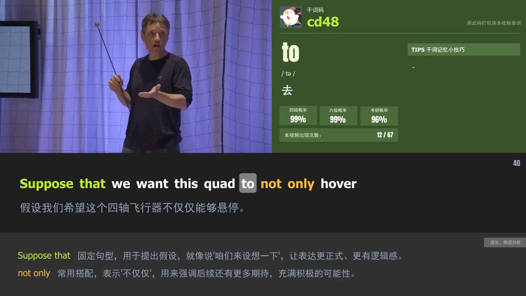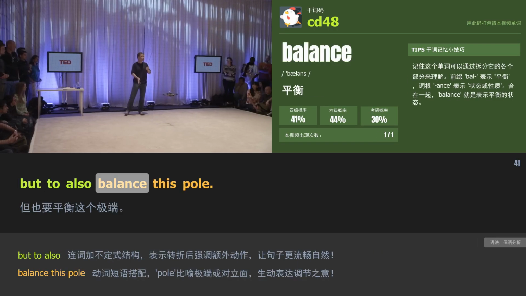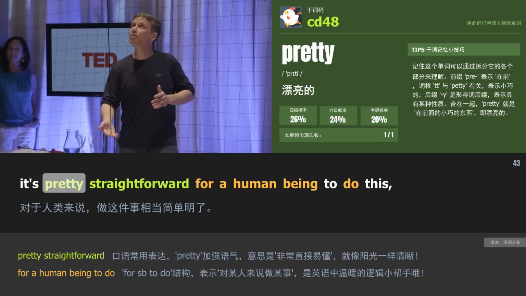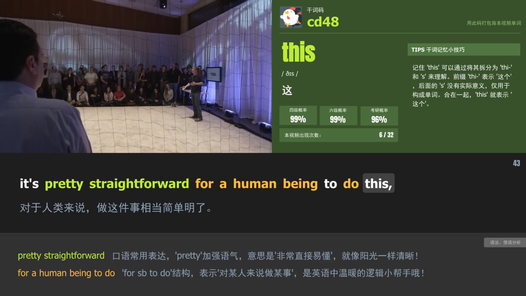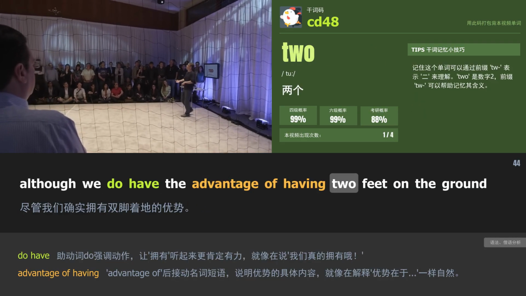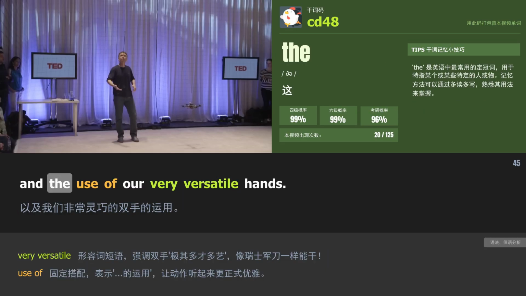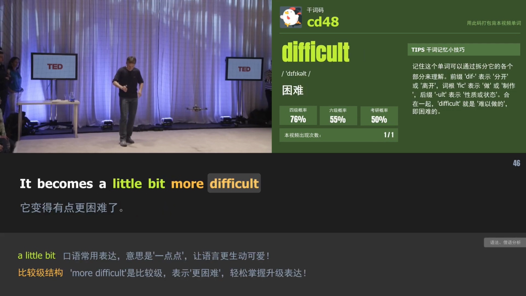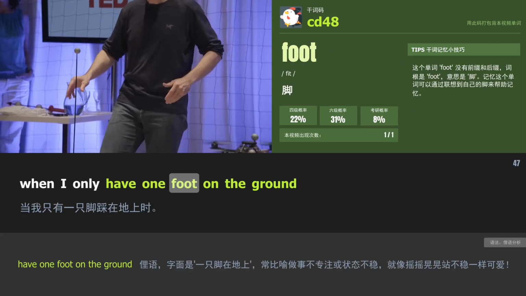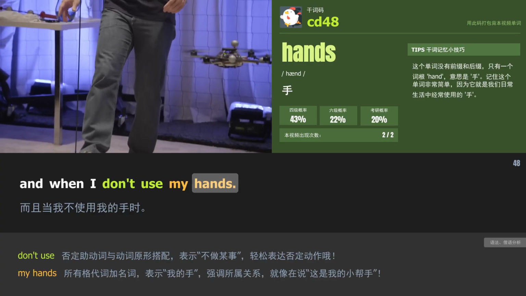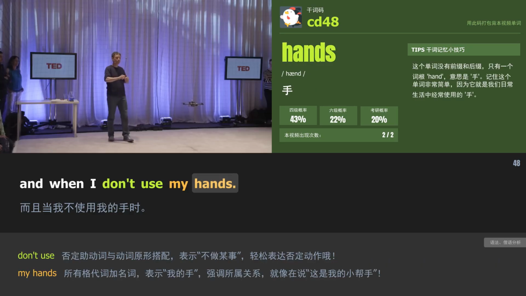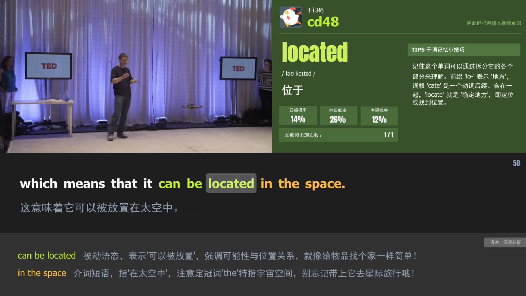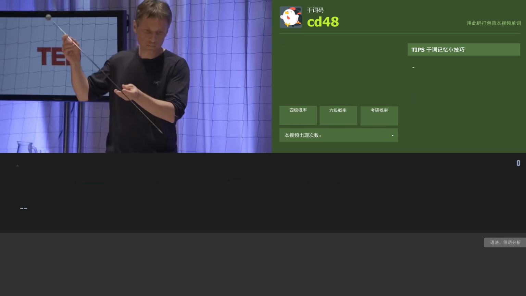Suppose that we want this quad to not only hover, but to also balance this pole. With a little bit of practice, it's pretty straightforward for a human being to do this, although we do have the advantage of having 2 feet on the ground and the use of our very versatile hands. It becomes a little bit more difficult when I only have 1 foot on the ground and when I don't use my hands. Notice how this pole has a reflective marker on top, which means that it can be located in the space.